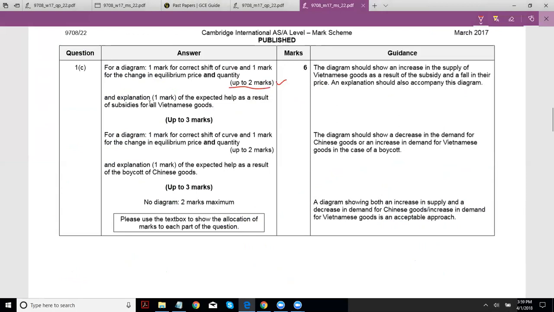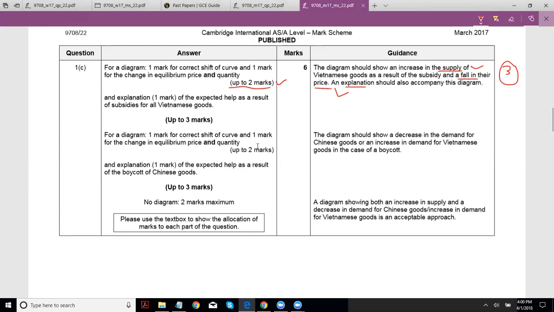Explanation of the expected help as a result of subsidies. So 3 marks for subsidies, 3 marks for this, and let's see what they want. The diagram should show an increase in supply of Vietnamese goods as a result of their subsidies and a fall of their price. We got that right. An explanation, which is basically what we wrote underneath it, should also accompany this diagram. So very simple. You can easily get 3 marks.